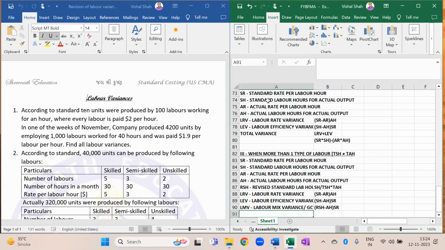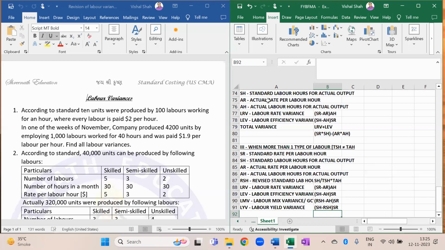And one more variance will come, labor yield variance. Labor yield variance is SH minus RSH into SR. And this completes the formula, whereas total variance will be the same.